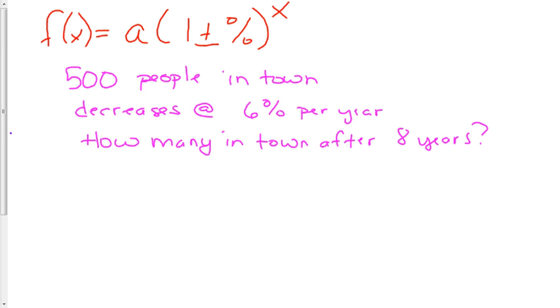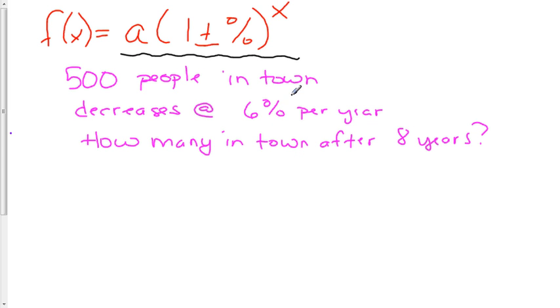Now then, if we have this example here of 500 people in town, and the population is decreasing at a rate of 6% per year, how many will be in town after 8 years? So we would have to write up an equation, and it would be just in this general form: the initial value times 1 plus or minus the percent, plus if it's increasing, minus if it's decreasing, and then to whatever the number of years is, since we're dealing with years here.